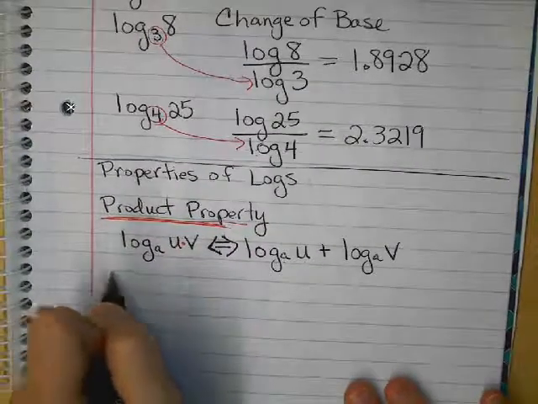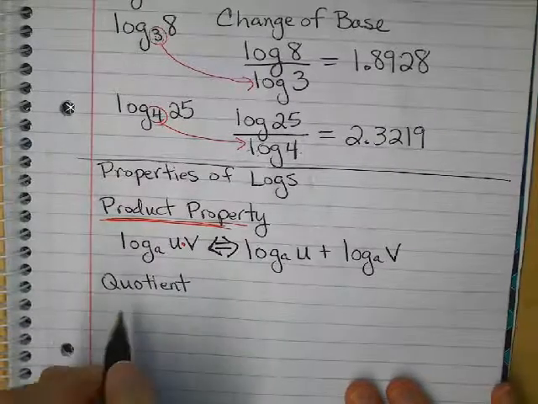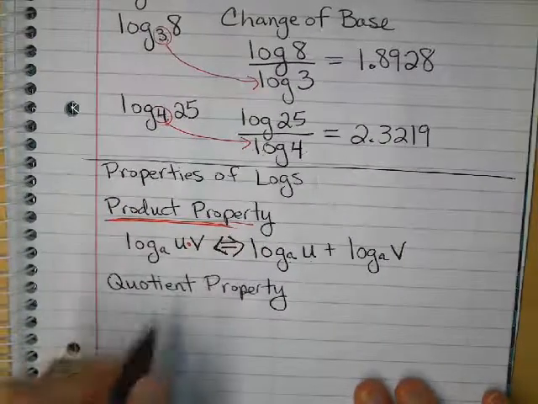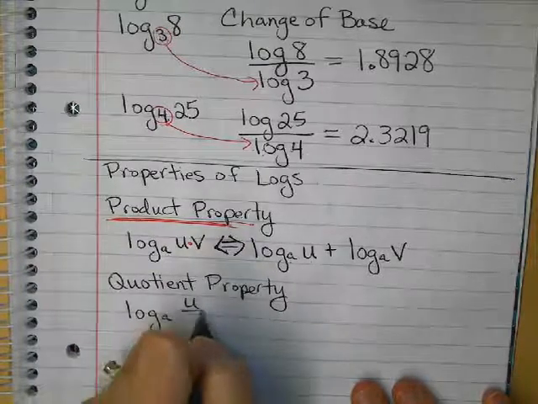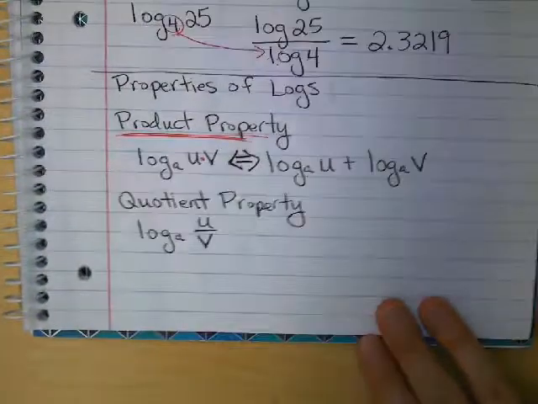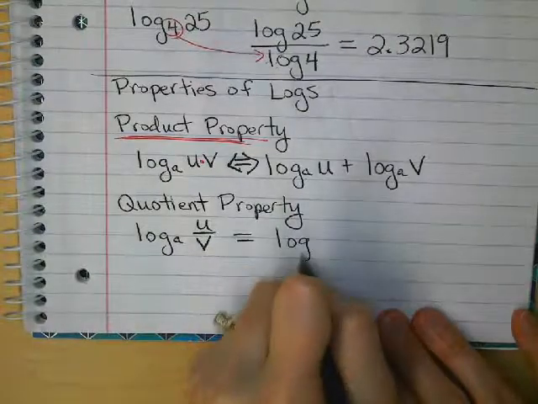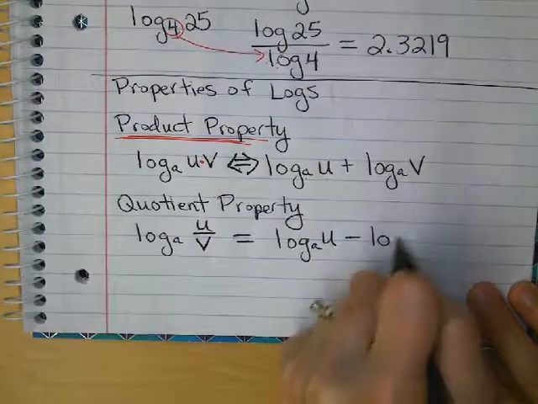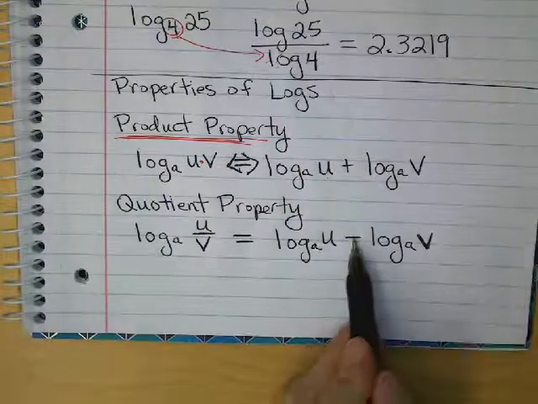Then there's another property called the quotient property. Quotient means divide. When you're dividing, like if you have log base a of u divided by v, a fraction like u over v, that turns into log base a of u minus log base a of v. It turns into subtraction.